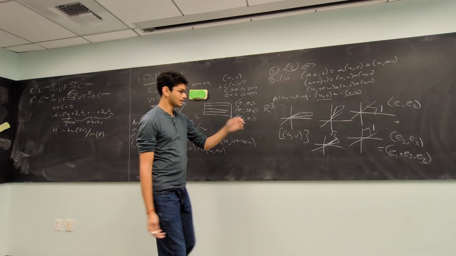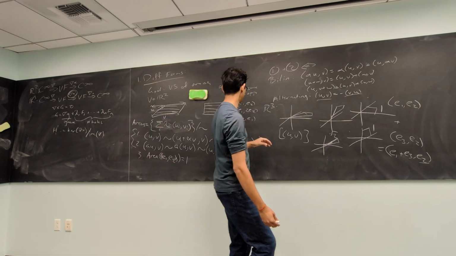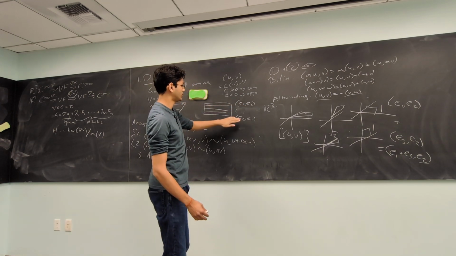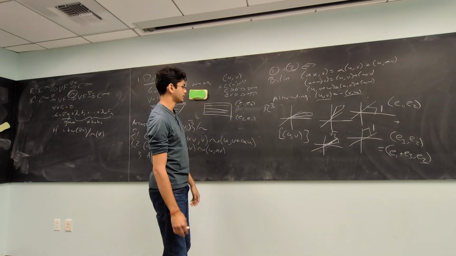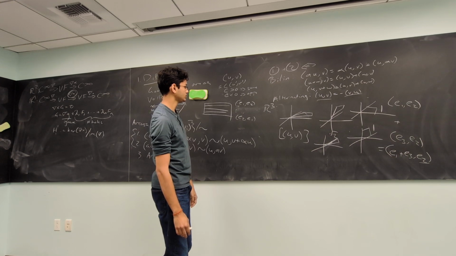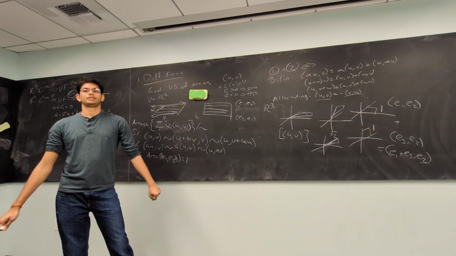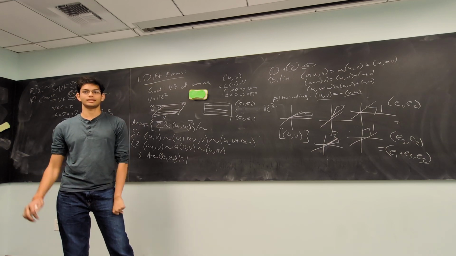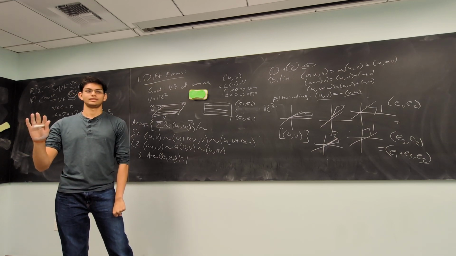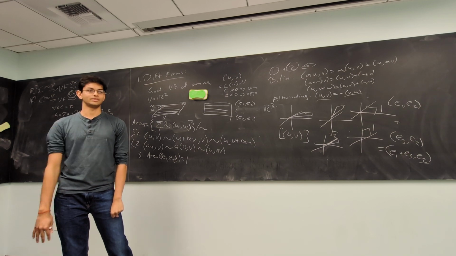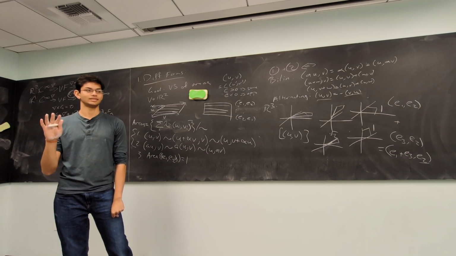So let's look at the same thing in R3. Let's say that we take these two pairs of things in R3. Do these have the same or opposite orientation? Who says same? None. Who says opposite? Okay, most people. Who doesn't know?